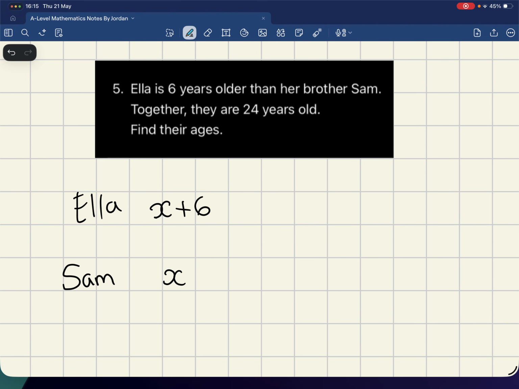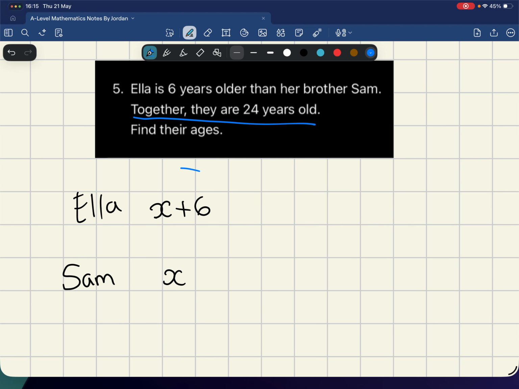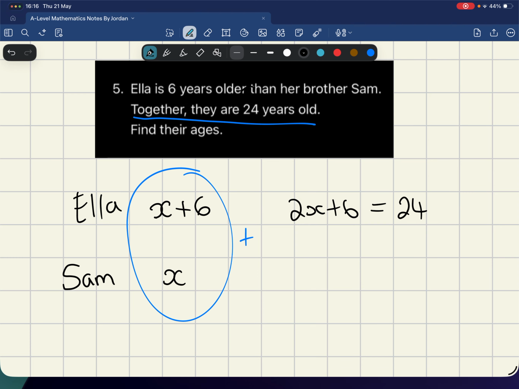Now because it says together they are 24 years old, what that means is then if I was to take these two and add them together, that should equal 24. So adding those up first gives me 2x plus 6, and we should make that equal to the total age, which is 24 years from that part of the question.